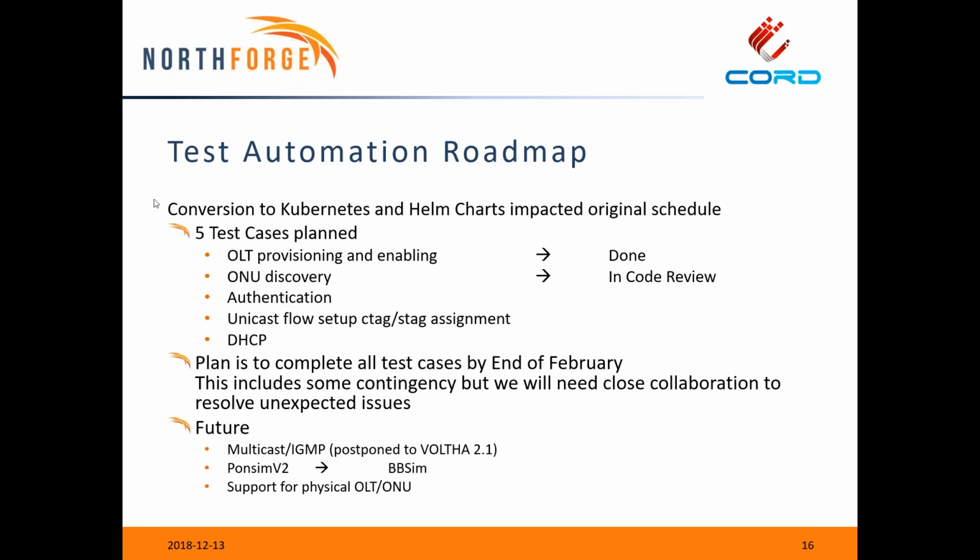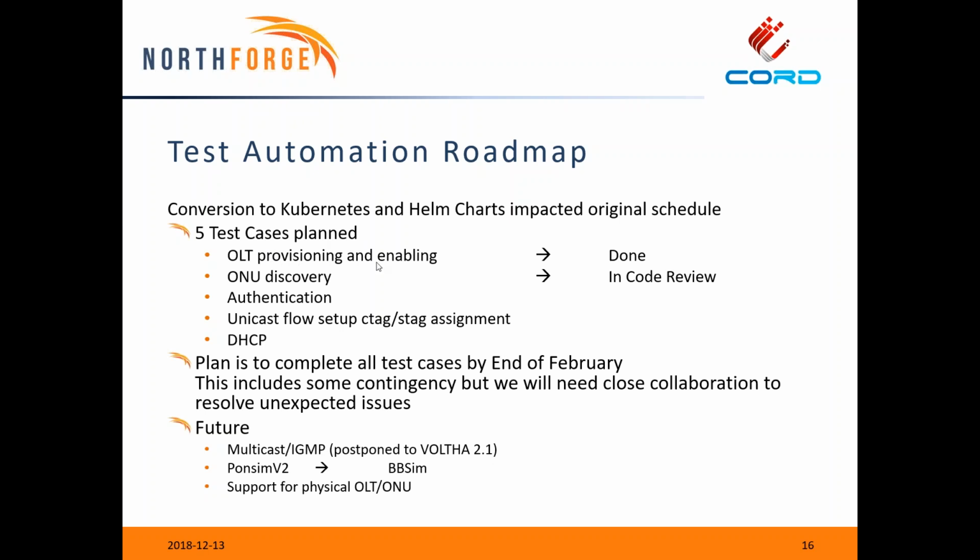So that brings us to the roadmap. So we have 5 test cases planned. I guess I said 6, but one's been moved to the future, related to multicast, which we're not sure where. Yeah, it's been postponed to VOLTHA 2.1. But anyway, so we have 5 test cases planned.